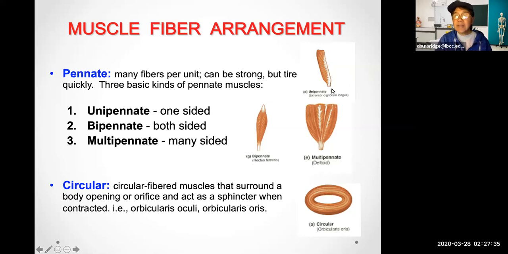So a unipinnate muscle fiber arrangement is like half of the leaf, one side of that leaf. A bipinnate is a leaf that has two sides, right? And then you might have multipinnate. And obviously, the more units you have, the more force that particular arrangement will have, because now you have more muscle fibers per unit. And so this is going to offer more contractile force than say a unipinnate or a bipinnate.